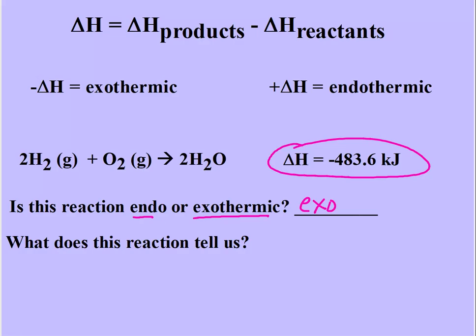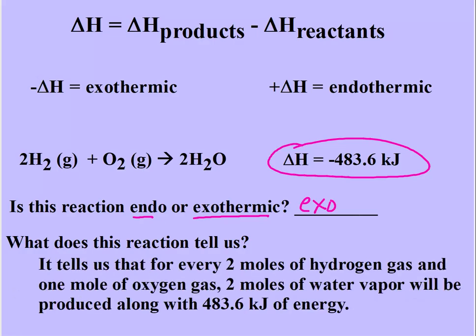So what this reaction is telling us is that for every 2 moles of hydrogen gas and 1 mole of oxygen gas, we're going to produce 2 moles of water vapor, and we're going to produce 483.6 kilojoules. So the negative is just telling us that the energy is going out. Another way of seeing this would be plus 483.6 kilojoules, so seeing energy as a product. Those two mean the same thing, a negative delta H or energy as a product.